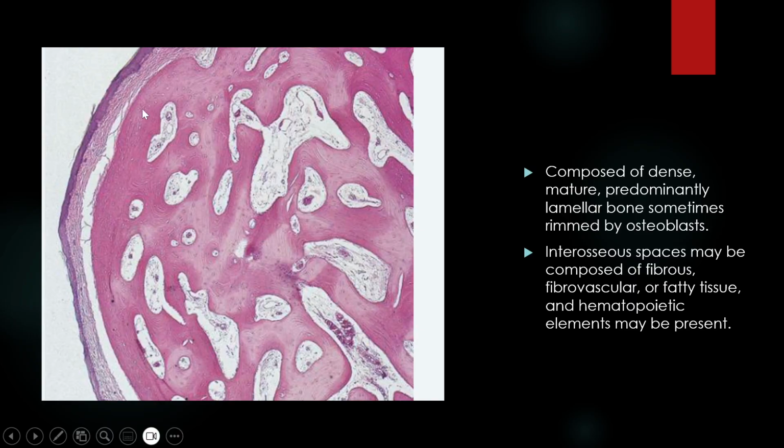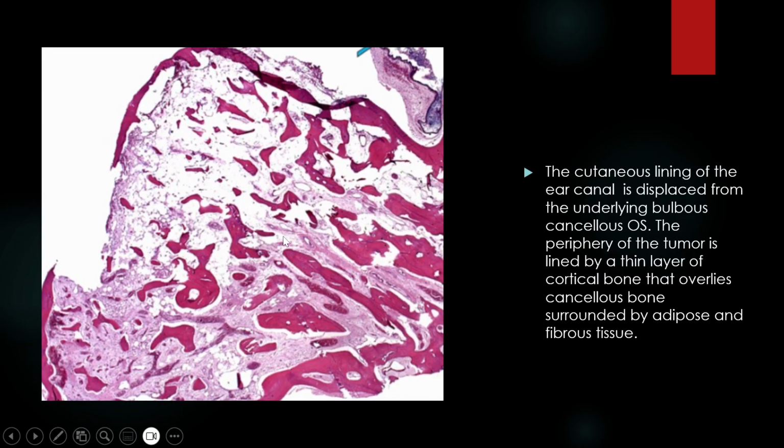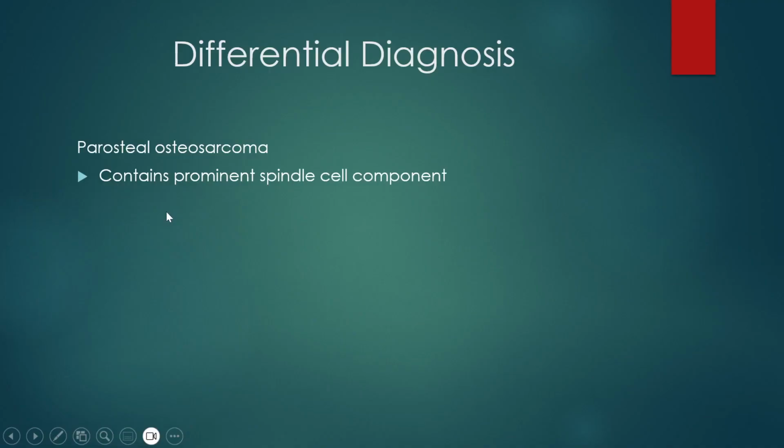Another really nice mature lamellar bone, and the stroma is really loose, almost edematous. You can see a really whitish area. That means not a lot of cells. Another one showing the same thing. Then one major differential you need to think about is periosteal osteosarcoma.